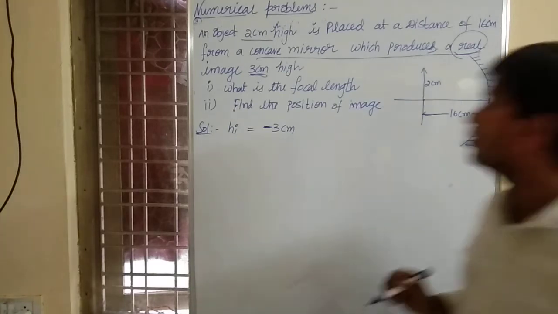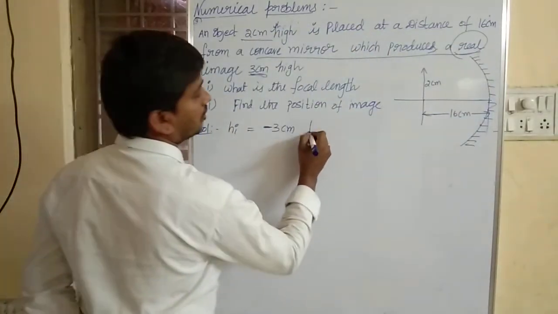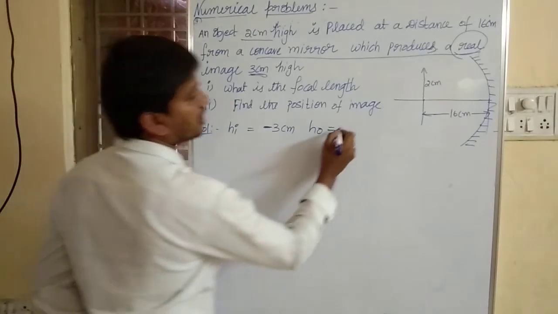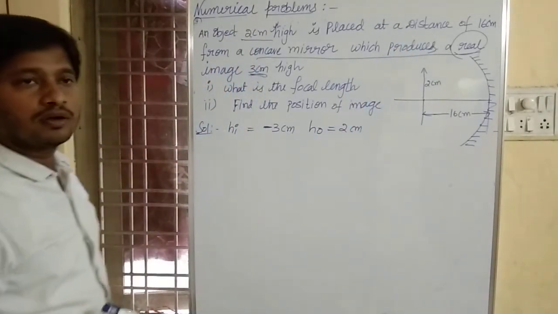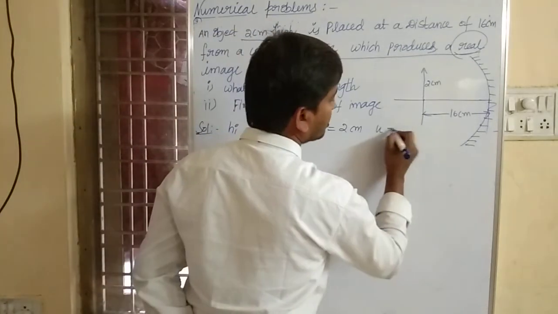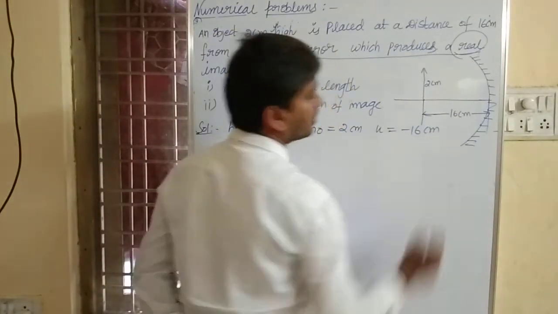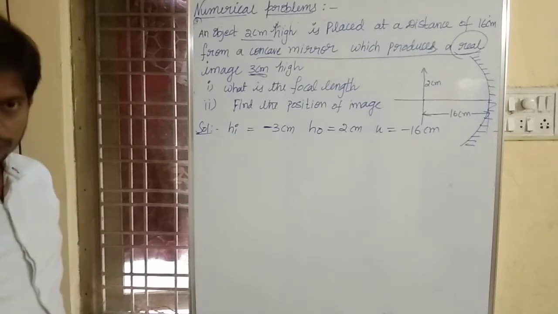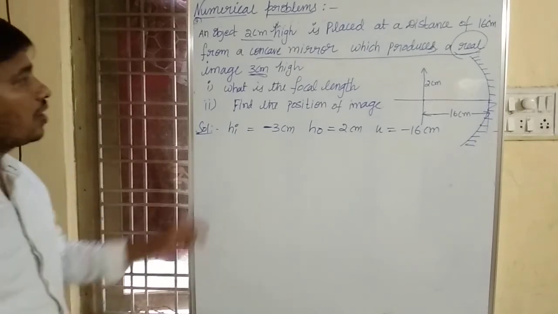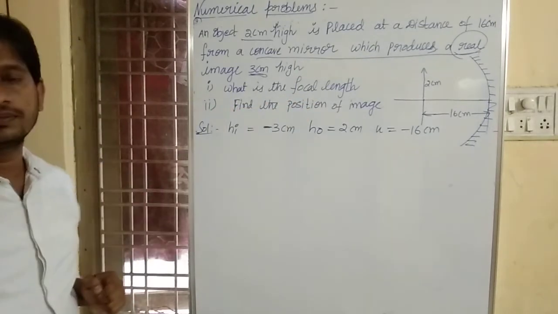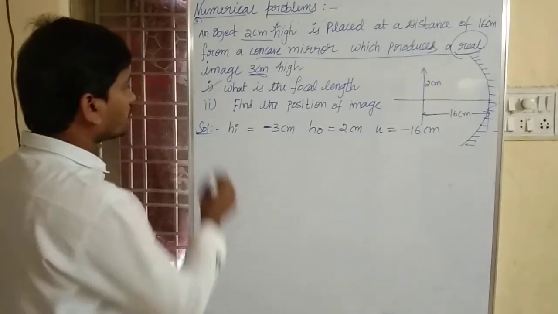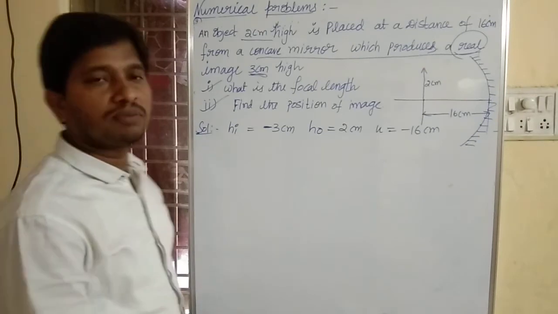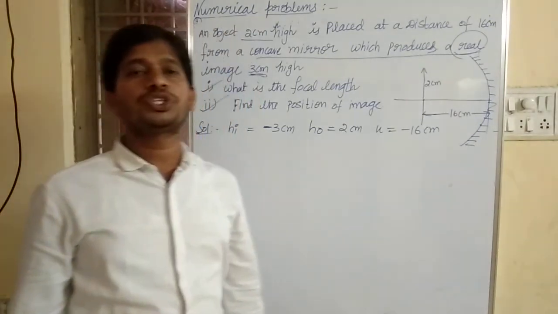And what is given more? The height of the object is given as 2 centimeter, which is placed at a distance of 16 centimeter from a concave mirror. So the object distance is also minus 16 centimeter. They are asking to find out the focal length of the mirror. That is the first question. The second question is to find the position of the image.